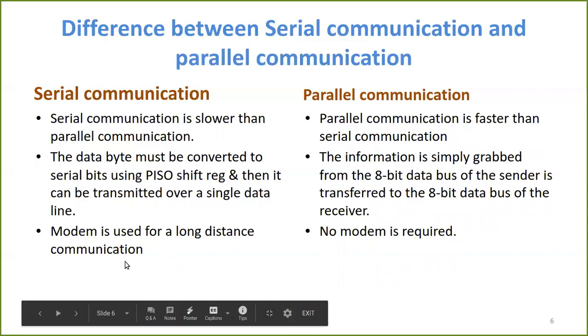In serial, for very long distance, we use a modem. A modem is nothing but a modulator and demodulator. To improve the speed and long retention of data, we use this modem. In parallel communication, no modem is required.